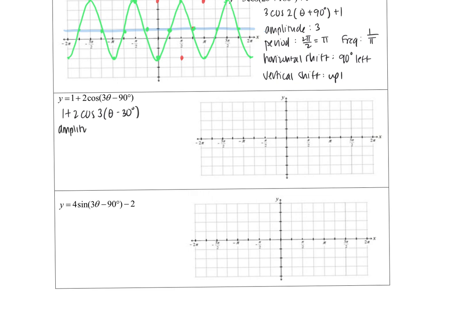The amplitude is 2. The period is 2 pi over 3. The frequency is 3 over 2 pi. The horizontal shift is right 30 degrees, and the vertical shift is up 1. Let's go ahead and put in that vertical shift of up 1. And let's talk about this. All right, 2 pi over 3. This could be a little bit intimidating. Let's take it to the side.